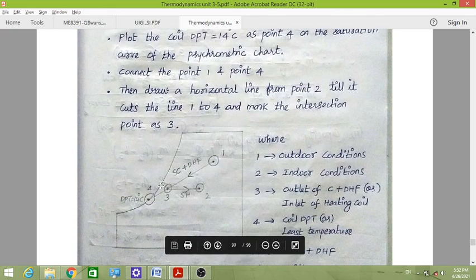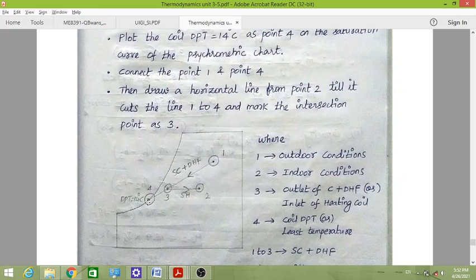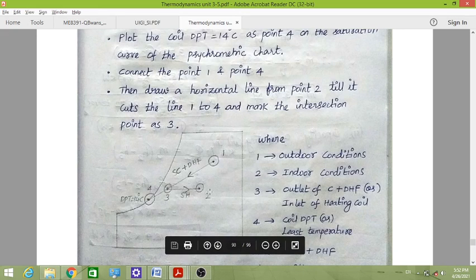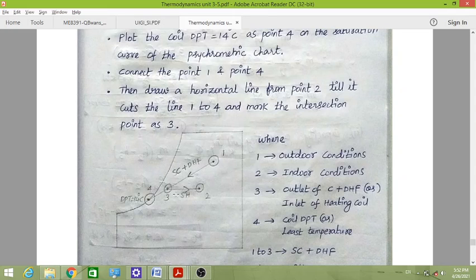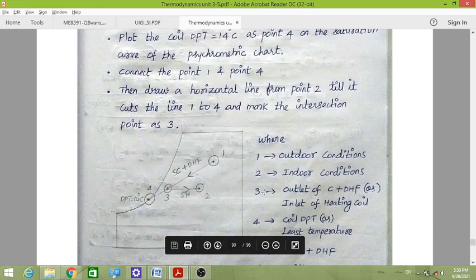How? Plot 14 degrees Celsius on this curve as 4. Connect 1 and 4 with a straight line. It will naturally be an inclined line. Connect this inclined line to a horizontal line. The intersection of this horizontal line and the inclined line, mark it as 3. So 1 2 3 is one part and 3 to 2 is the other part to achieve the condition from 1 to 2. 1 2 3 accounts for sensible cooling and dehumidification, and 3 to 2 is for sensible heating.